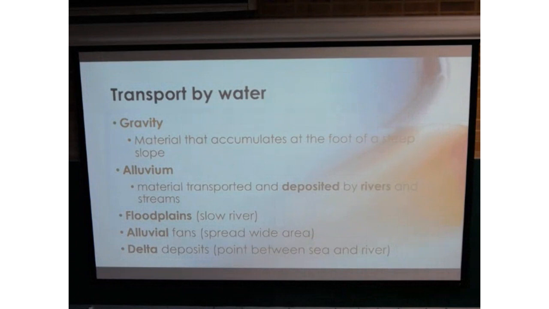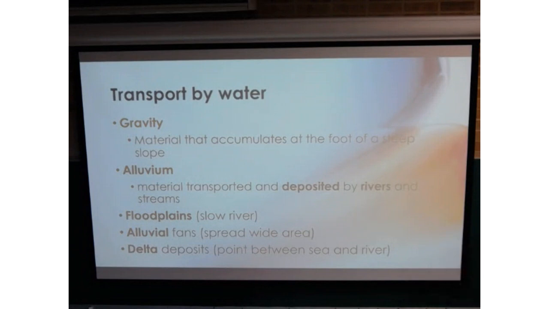Soil particles are transported by water and then accumulated by water. First of all, the soil particle can be moved by gravity. Why? Because water is moved by gravity too. Water moves by gravity from high elevation to low elevation.